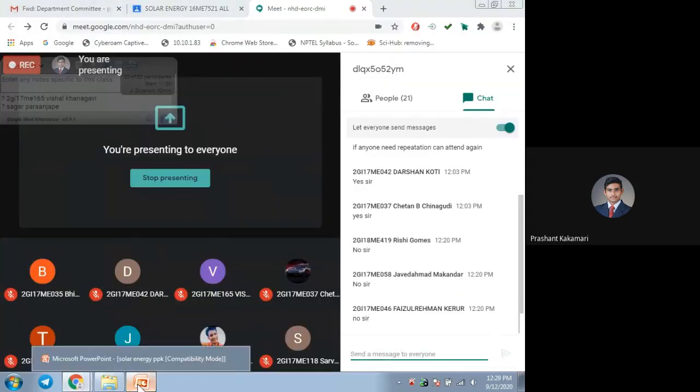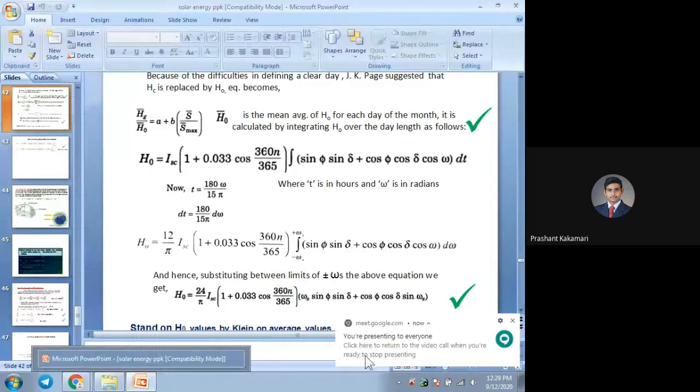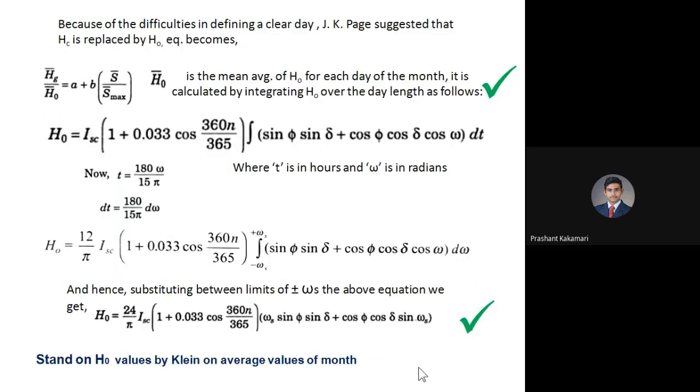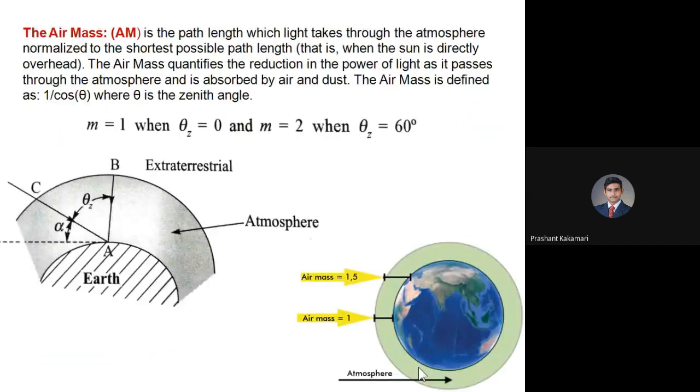There may be one question: why do we have to go for extraterrestrial radiation, why not surface radiations on the earth? For that you can just observe this concept, that is the air mass concept. This air mass is whatever atmosphere is covered by the earth, or the atmosphere itself you can call air mass.